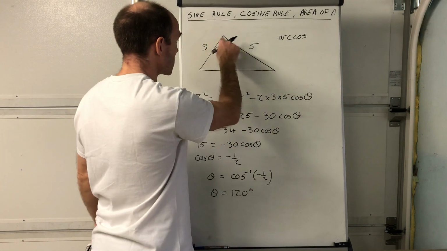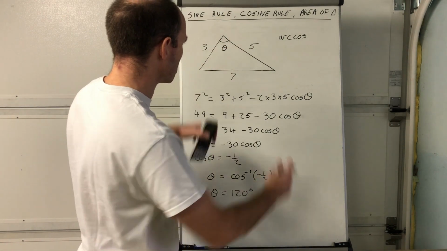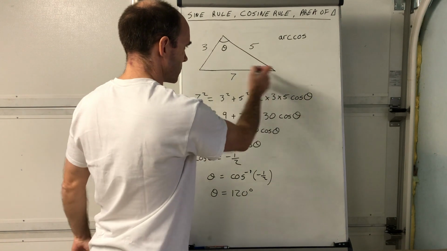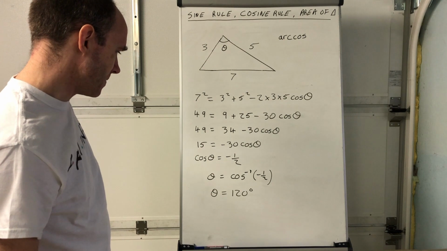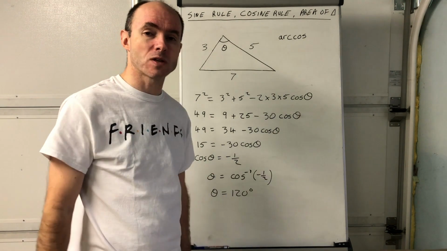You can see it kind of looks like it's going to be an obtuse angle, because with 3 and 5, in order to open up to a 7, it's got to be a fairly wide angle, isn't it? Okay, that is it. That's your basic cosine rule question.